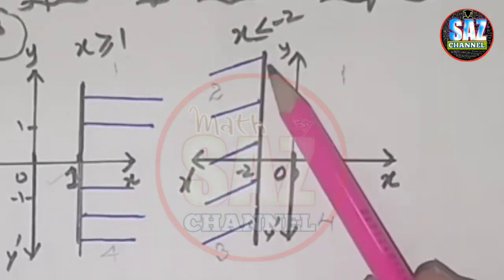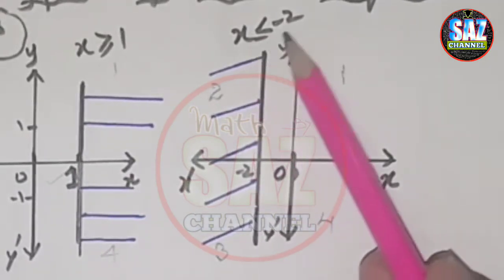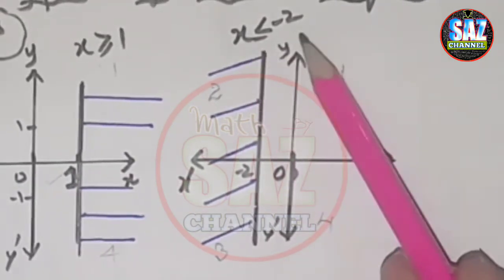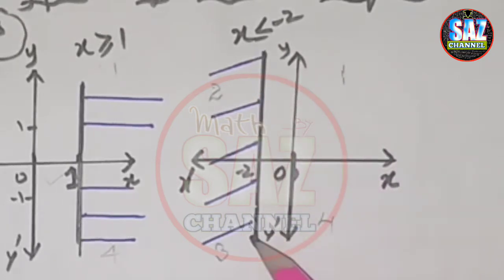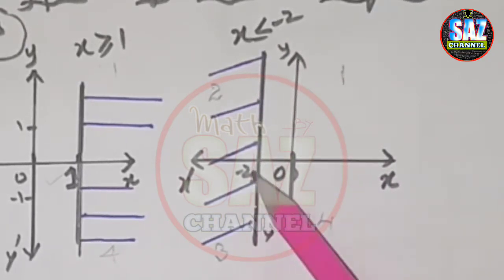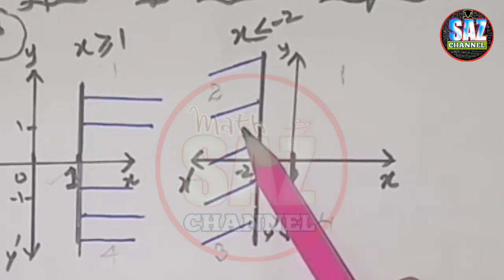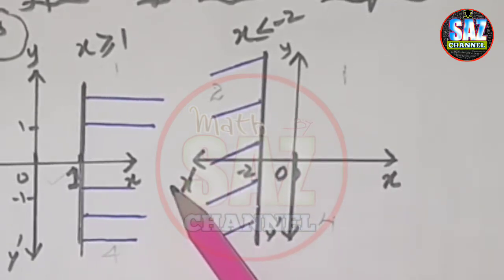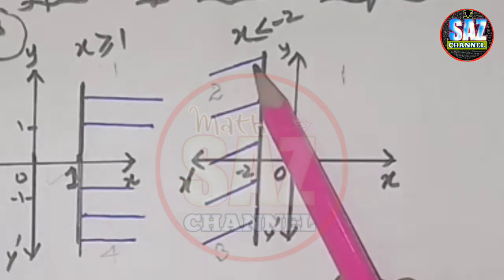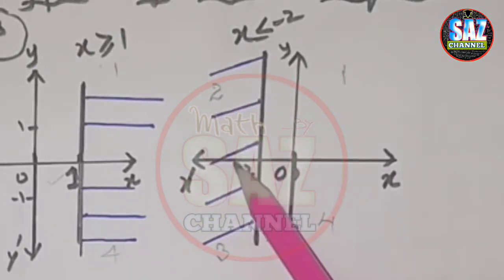Then coming to the next situation, suppose we have x less than minus 2. Then we have to first draw the line at that point, that is minus 2, and we need the values which are less than this value. So we will be shading towards the left of this line.